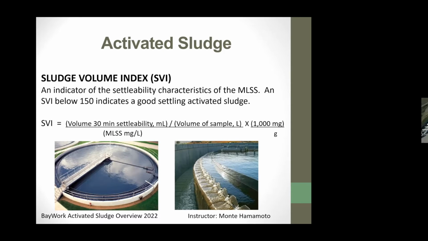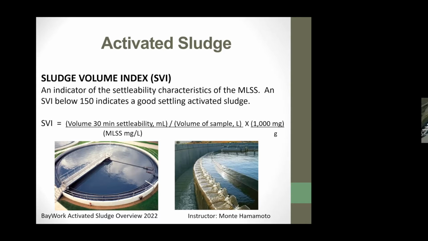So we also have this as one of our process control parameters, and we watch our SVI very closely, and our target is to keep it below 150. Other treatment plants I've seen, they want to keep it under 100, 120. And there's some that have absolutely beautiful water, and their SVI is over 200. So every treatment plant's a little bit different. You just need to pay attention. You need to push your plant and see where the sweet spot is.